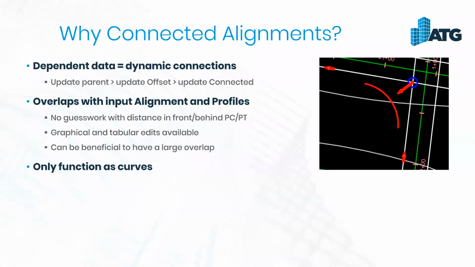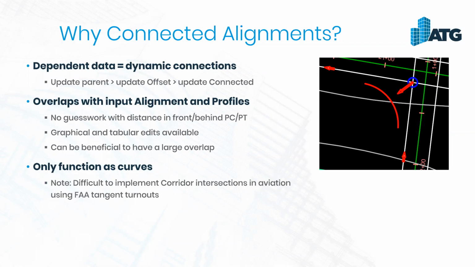It is important to note, however, that our connected alignments only function as curves right now. And unless 2021 has changed that, we'll be working in 2020 today. That's how that is. One thing I did come across while helping a client develop some workflows: if you're using corridors in aviation workflows and you're using those FAA straight line chords and tangents to design the edge of your pavement, it's going to be difficult to use corridors in there because you're going to run into some weird bow tie situations.